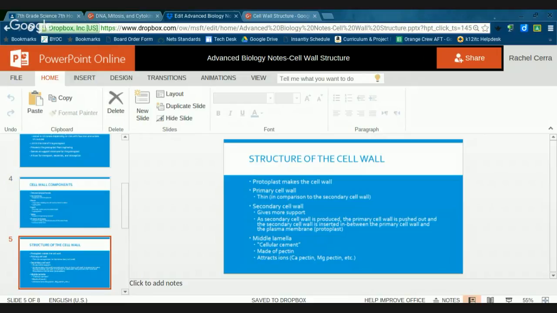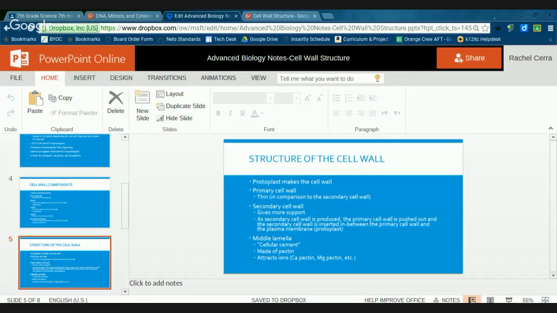So your protoplast is going to make your cell wall. Your cell wall consists of three basic things. You've got your primary cell wall, your secondary cell wall, and your middle lamella. There's not much to say about the primary cell wall other than it's thin compared to your secondary cell wall. It's relatively thin. I believe it's still thicker than your plasma membrane, but I'm not sure by how much.